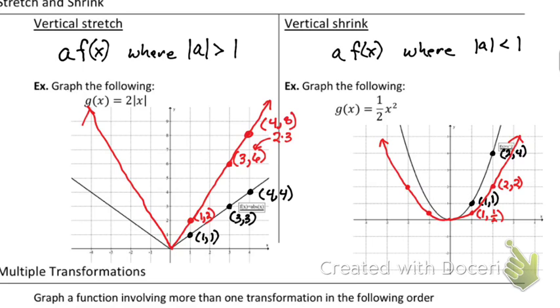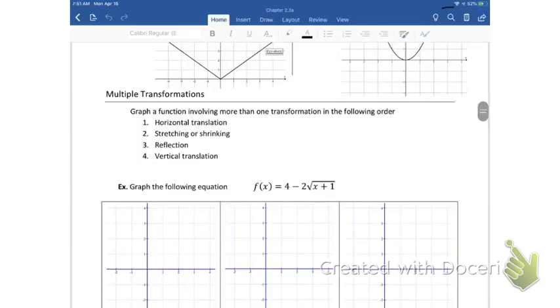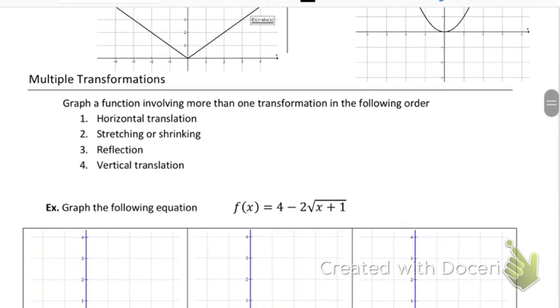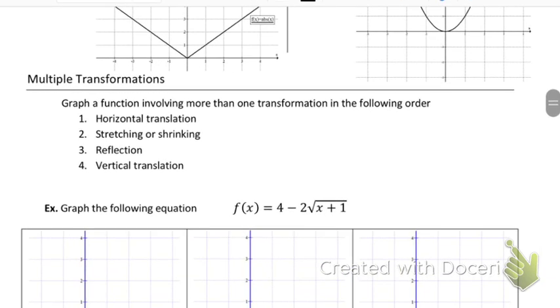All right, the last thing we're going to do is one where we do a bunch all in a row. So we are talking about multiple transformations. With multiple transformations, you're going to graph a function involving more than one transformation in the following order. You're going to do your horizontal translation first. You're going to do your stretching or shrinking. You're going to do your reflection. And the last thing you are going to do is your vertical translation. So the last thing you are going to do is move your graph up or down.